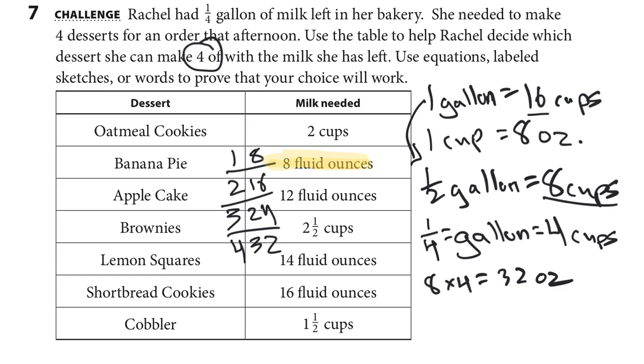Otherwise, the other ones are too much. Too much, too much. I'm going to go over the amount that I've been given. So the only way that I can make 4 desserts is if I make 4 of the smallest desserts, which is banana pie. Okay? And if you need any help with that, make sure you come ask a teacher because we love to answer questions.